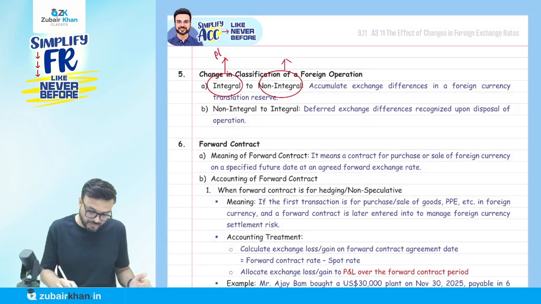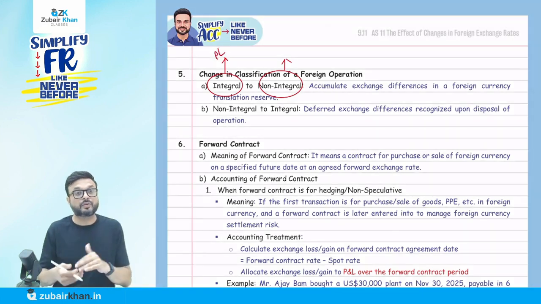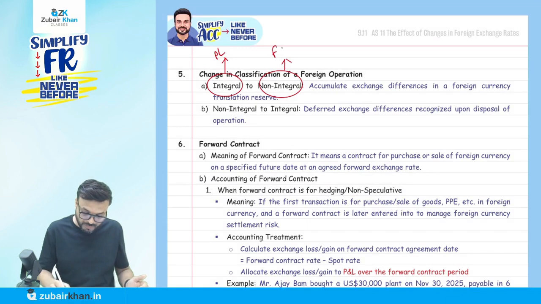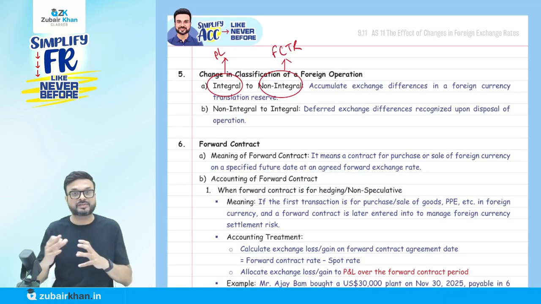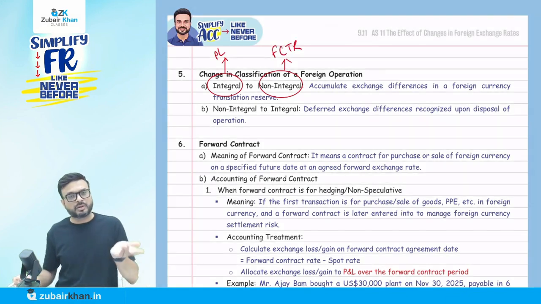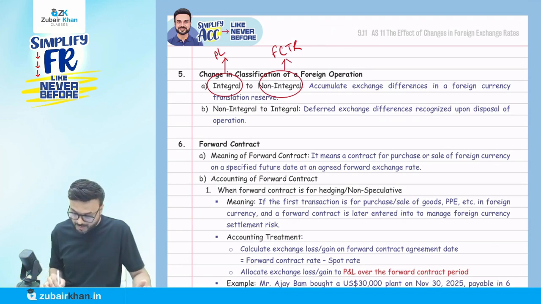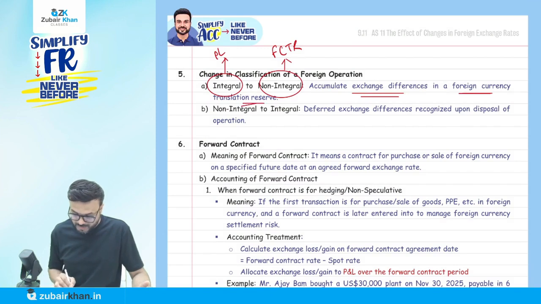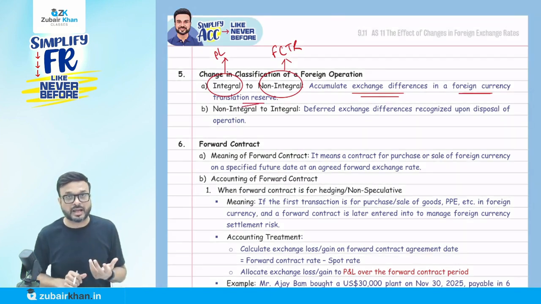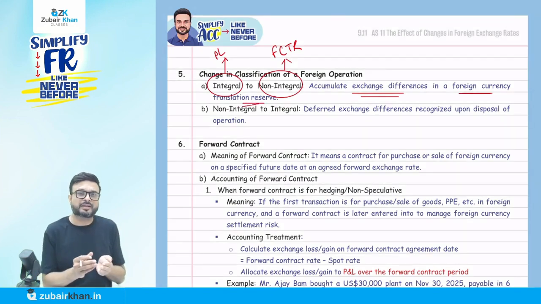So initially, the difference goes to P&L. Now in non-integral, the difference goes to the foreign currency translation reserve, FCTR. So no problem. When you convert into a non-integral, keep those items in the accumulated exchange difference in the foreign currency translation reserve. So what is going to happen from now onwards? The difference will be recorded in the foreign currency translation reserve.